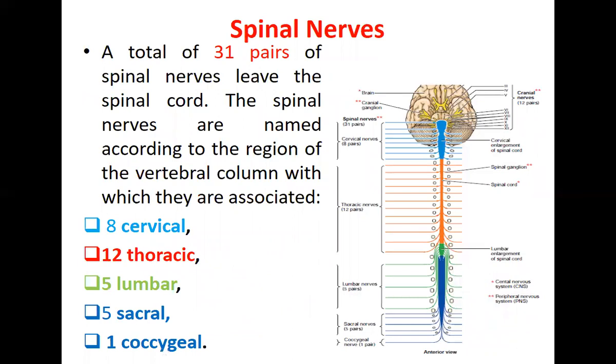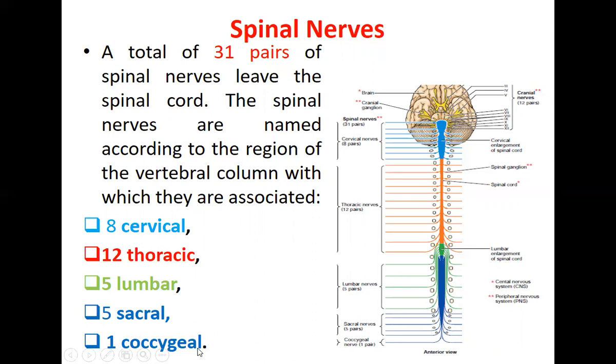Now coming to the spinal nerves. There are 31 pairs, as I said before. There are 12 cranial nerves coming from the brain and brainstem, and there are 31 pairs, meaning right and left side, coming from the spinal cord. The spinal nerves are named according to the region of the vertebral column with which they are associated. Those coming in the neck are called cervical. There are 8 cervical nerves. Then we have 12 thoracic nerves, 5 lumbar, 5 sacral and 1 coccygeal nerve.